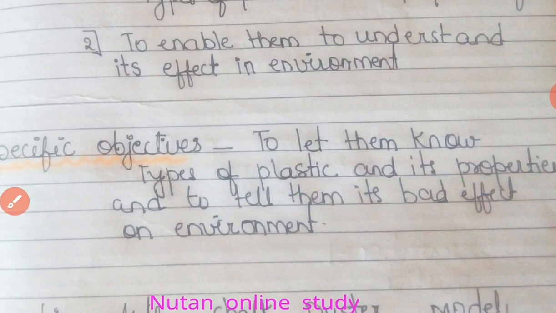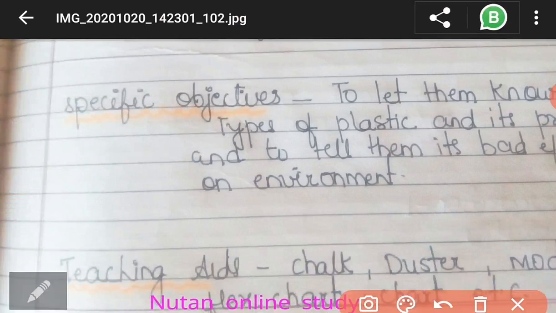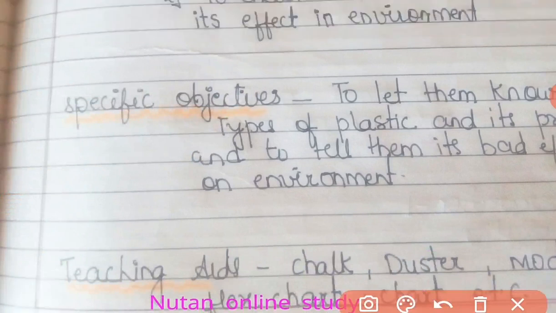After that, teaching aid. For teaching aids, we have to mention all the teaching aids that we are going to use while teaching. Okay, so like this we have to write all these things.